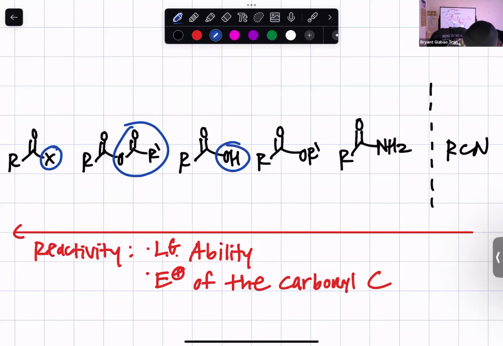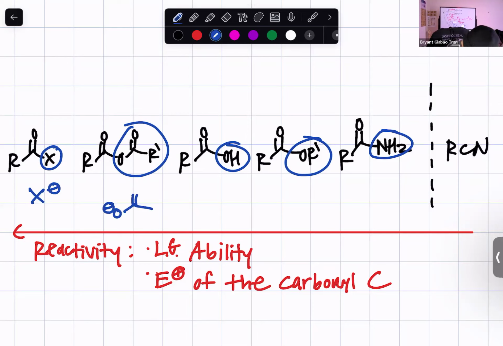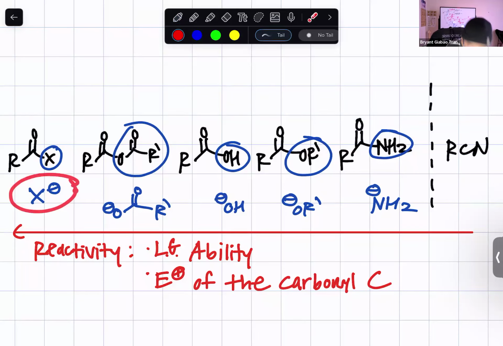Where these blue circled things right here are going to be the leaving groups, the variable groups of the carboxylic acid derivatives, right? When they leave, they're going to leave with a negative charge. So I'm drawing out these groups as they leave with negative charges. We see that this is the best leaving group because the negative charge on the halogen is the most stable. Since the halogen is the most electronegative atom, which is able to hold the negative charge the best.